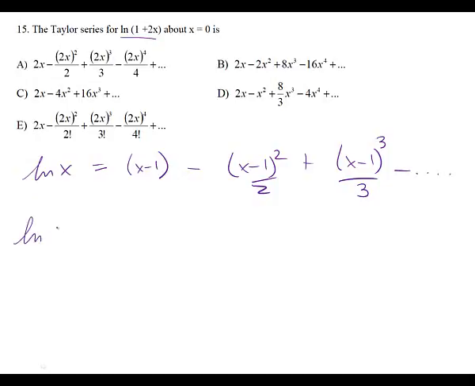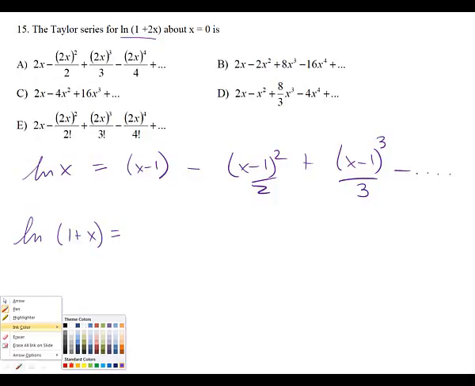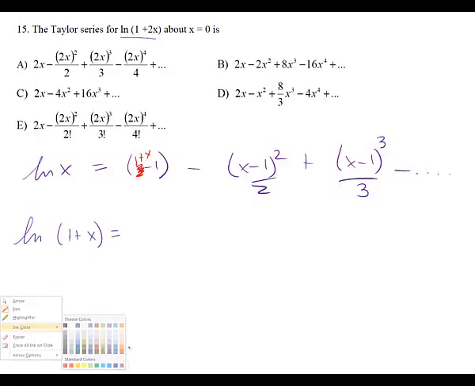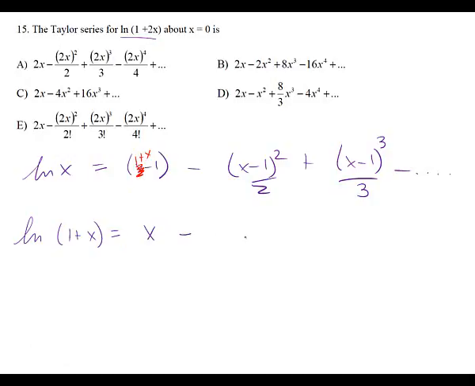The next thing I'm going to do is build it to try to put just 1 plus x in. So if I put 1 plus x in for that, let's think about what's going to happen. If I replace that x with 1 plus x, the 1's are going to cancel, and I'm just going to get x's in all of those, right? Okay, so let me go back to my other color. All right, so I would have x minus x squared over 2 plus x cubed over 3 minus dot, dot, dot.